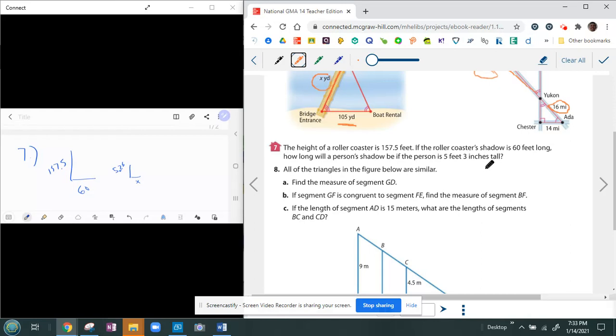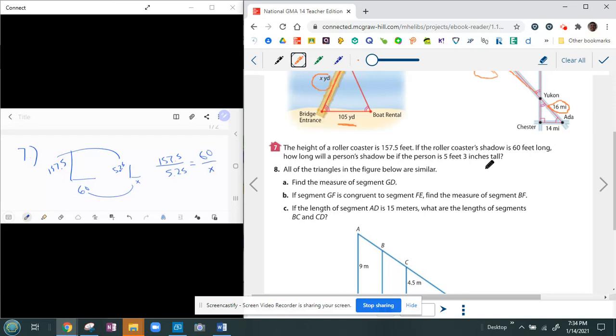That's why we're learning this important math. Anyway, we can do the relationship between their heights, 157.5 to 5.25. And so that one like that. So this goes like this, 60 to x.